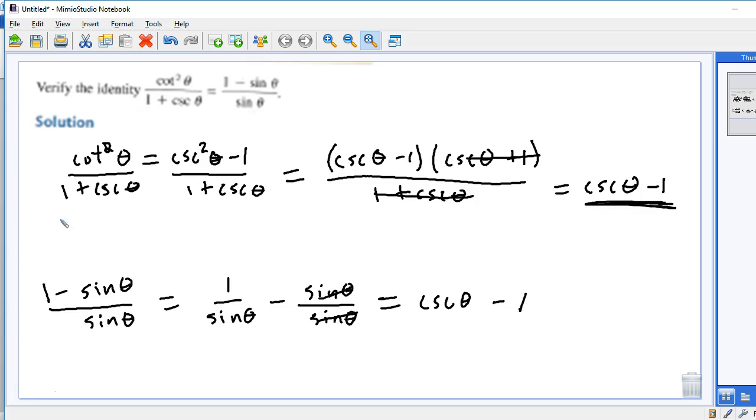So this over here was the left side, and down here was the right side. So I've verified this identity is true because I have cosecant theta minus 1 on the left side, and I've rewritten the right side as well. That means these two things are the same. So I verified that identity. So there's example number 6.